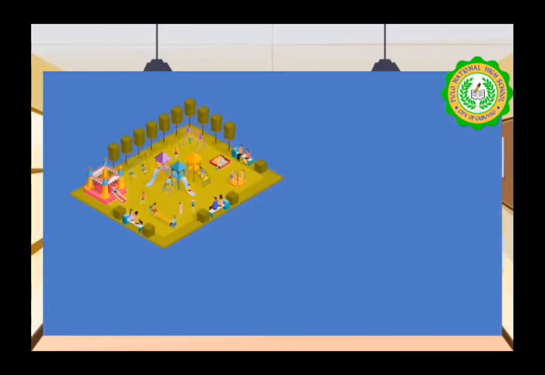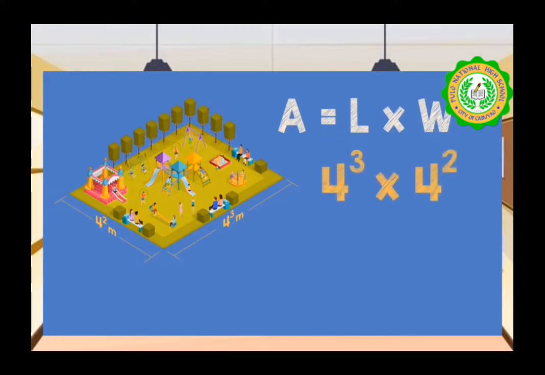Another example, find the area of the rectangular playground with a length of 4 raised to the power of 3 meters and width of 4 raised to the power of 2 meters. To find the area of a rectangle, we need to multiply the length times the width. As we can see, the length and the width of the rectangular playground are in exponent form. Now, have you noticed something common here? Yes, you got it right. The base is common, and that is 4.